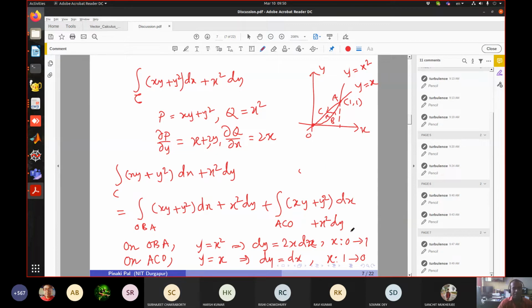So you should get the answer. I think you can evaluate it. You should get the desired result, minus 1 by 20. So this is the line integral.